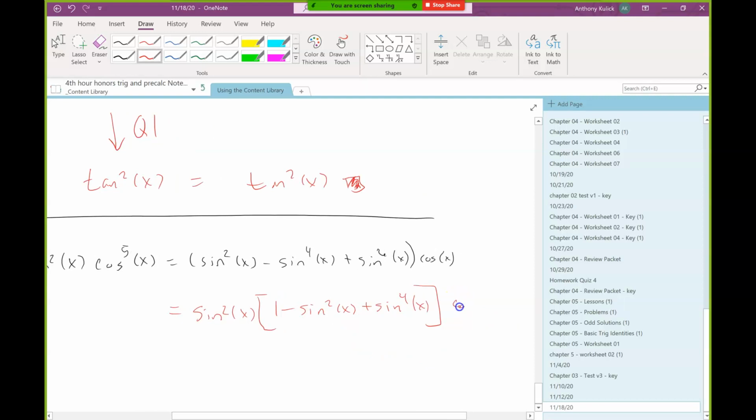Oops, I need to make a little addition here. So I copied that down wrong. There should be a 2 in front of that sine to the 4th x in our problem. I copied it down wrong.